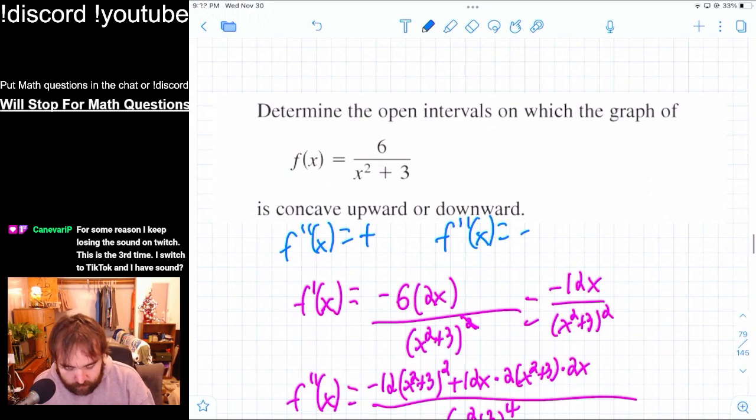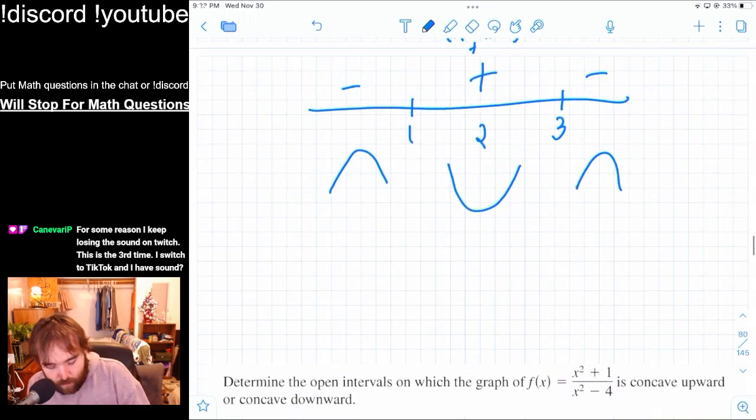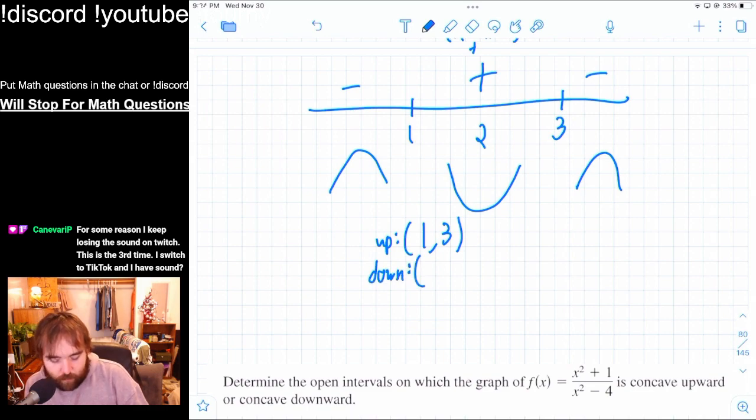So what did they ask us for? Concave up. Up is from, and let's see, we should do it open because, like we said, it's not concaving up at 1. It's concaving at 0 at 1. That's actually what we're going to call our points of inflection, where it switches concavity.